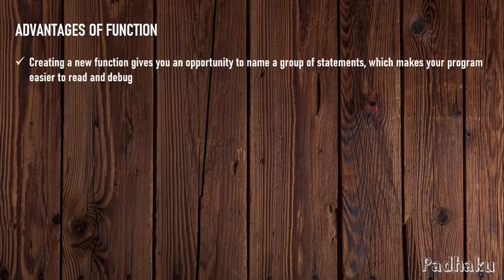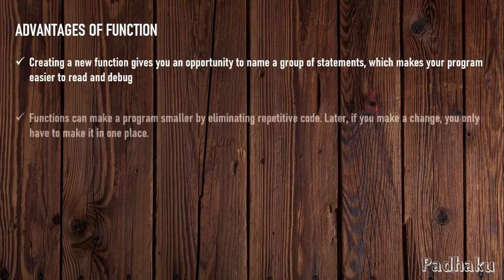So the first advantage is that creating a new function gives you an opportunity to name a group of statements, which makes your program easier to read and debug. It's the very basic functionality of a function. If we write a function, we can name it and use it as many times as we want. And the second thing is that it is easier to read. Instead of reading the whole code, we can read a portion of the code easily and we can debug it. Debugging means finding the error and fixing the error.